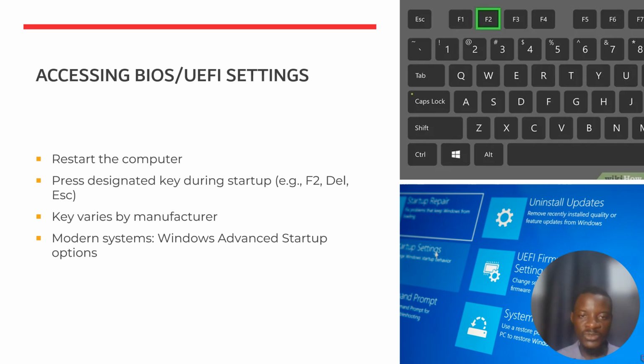How do you access the BIOS? To access BIOS or UEFI settings, you typically need to restart your computer and press a specific key during the startup process. The key varies by manufacturer, but it is often F2, Delete, or Escape. The required key is usually displayed on your boot screen. For modern systems with UEFI, you can also access the settings through your Windows Advanced Startup options, which we will discuss later in the lesson.